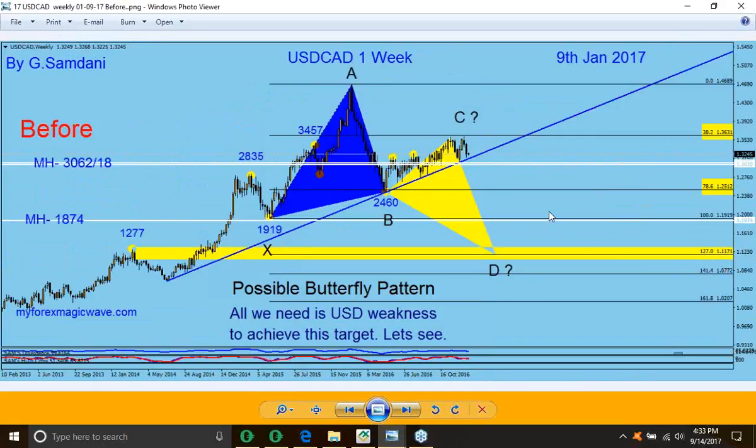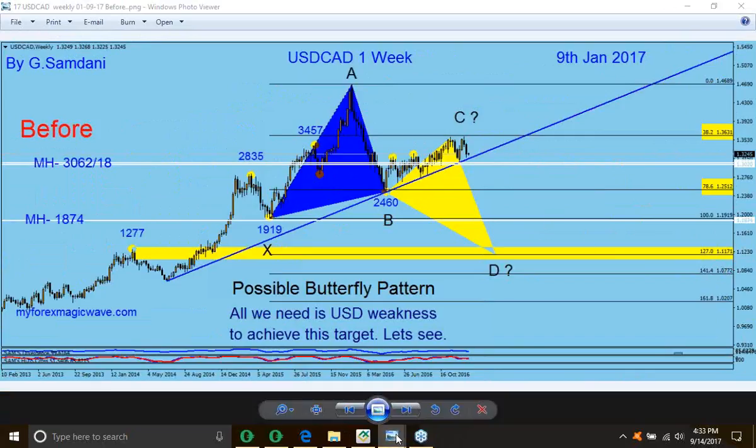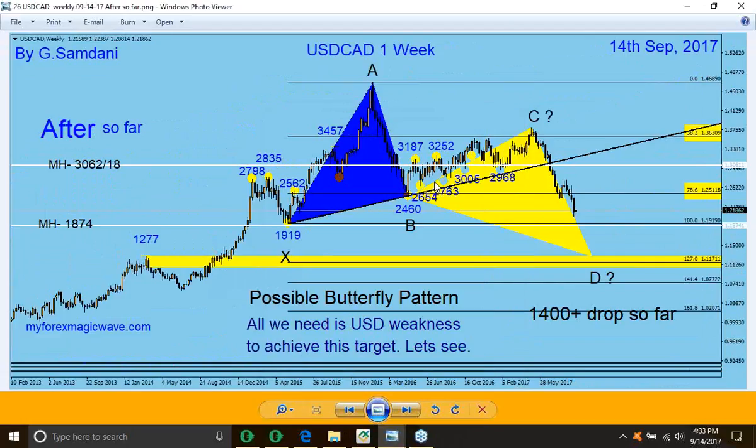I say, okay, no problem. But so far, what happened to this chart is this: more than halfway in a straight line we have come. We are at 1.21 now, 1,000 pips more, and then we'll have a touchdown. This is my analysis, and think about what you could have done with that.